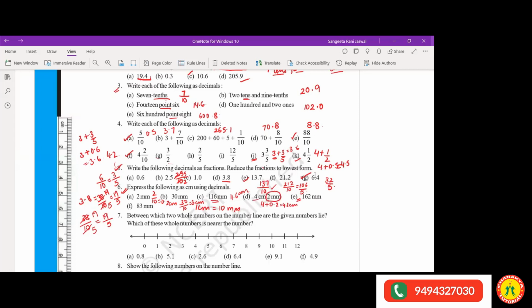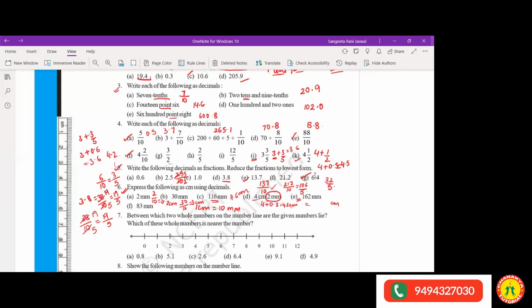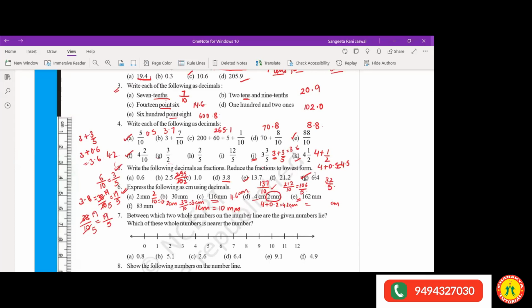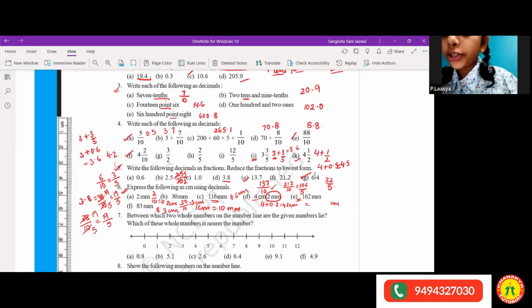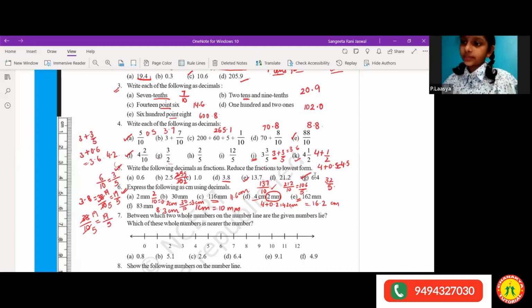Okay, Lasya, tell me for 162 millimeter. 162 millimeter is how many centimeters? Ma'am, 1 minute, ma'am. I'm not prepared. Tell me now fast. Ma'am, can I do the last? Okay, Ashok. 8.3 centimeter. 8.3. Very good. Ma'am, is it 16.2? Yes, it's 16.2. Very nice.